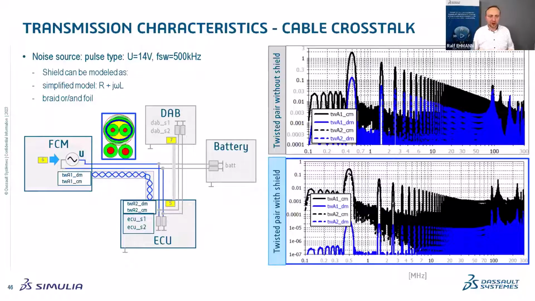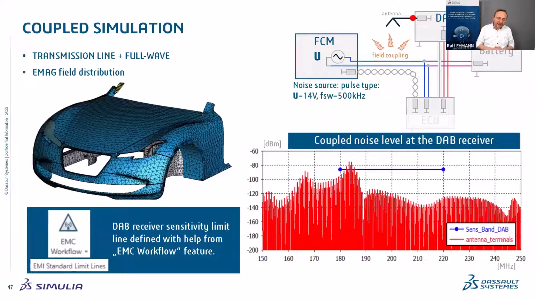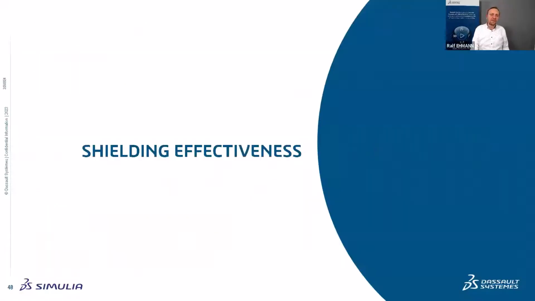Of course, you can calculate crosstalk between the cables. So here's an example of a power cable coupling into a differential pair. Marcel will go into more details. And in case you want to go towards fields, we have a coupling of this transmission line method together with a full wave solver. Then we can also calculate, for example, the field coupling of a cable into an antenna. Again, Marcel will go into details. I just wanted to show it quickly in case you cannot attend his presentation.